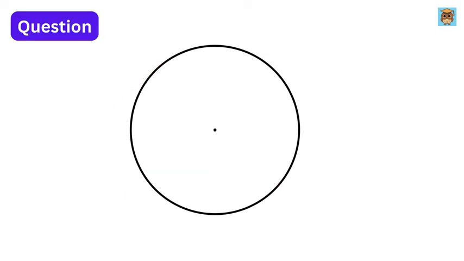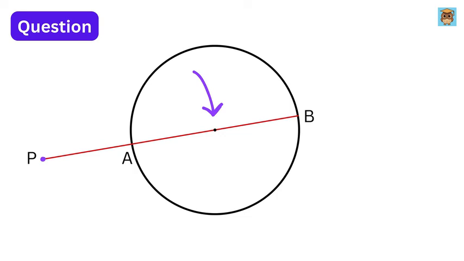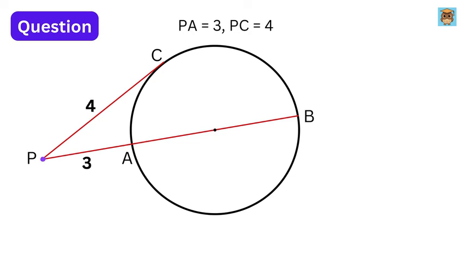Now suppose we have a circle and an external point P outside the circle. From P, we draw a secant line that intersects the circle at two points A and B, such that this secant line passes through the center of this circle. Then we draw this tangent, which touches the circle at C. Now, if PA is 3 units and PC is 4 units, then what will be the radius of this circle?